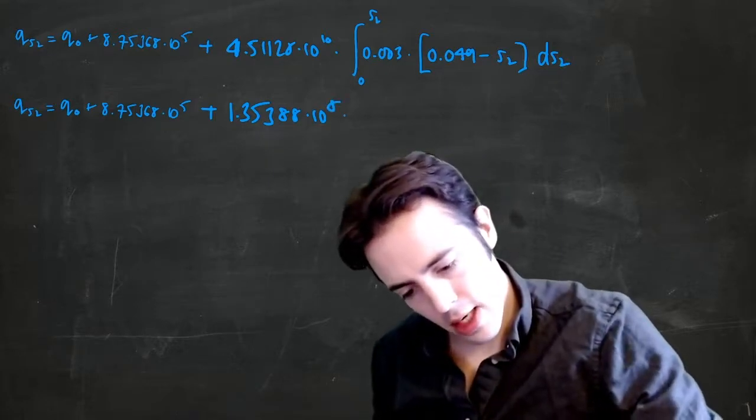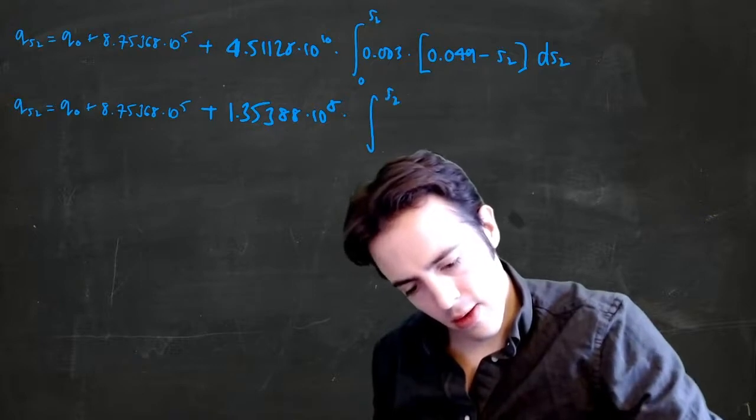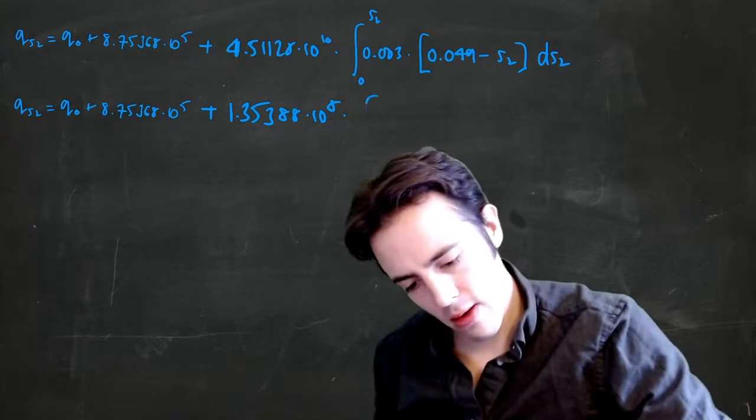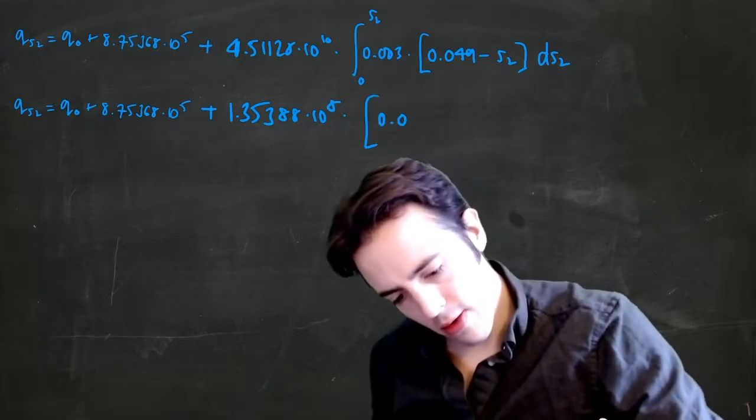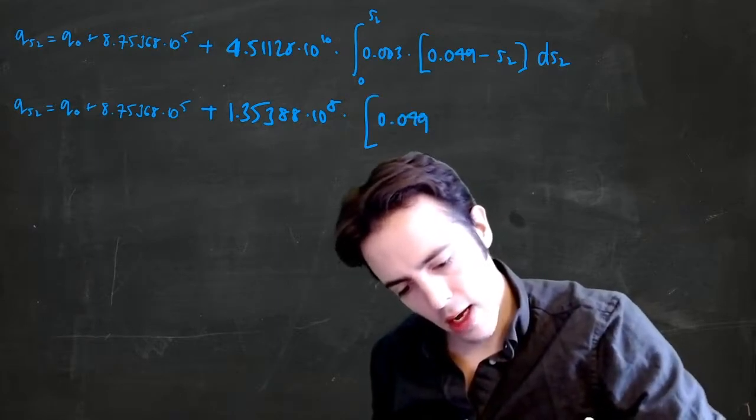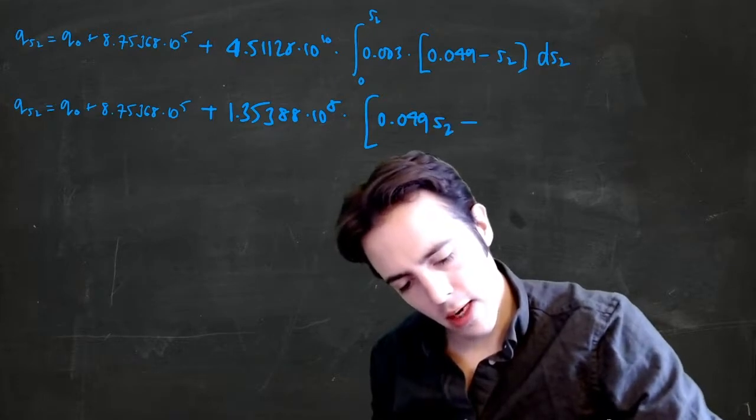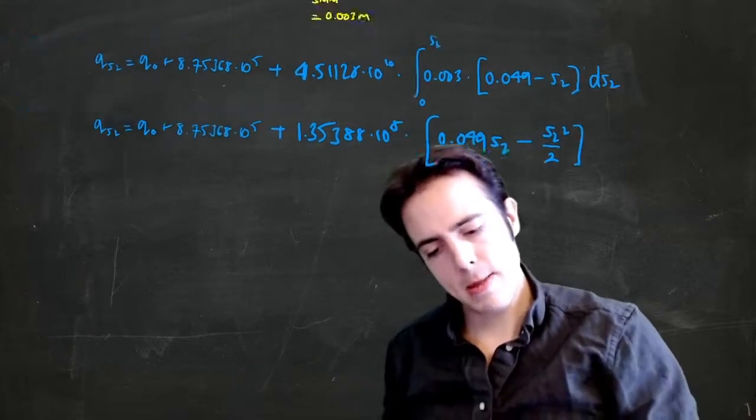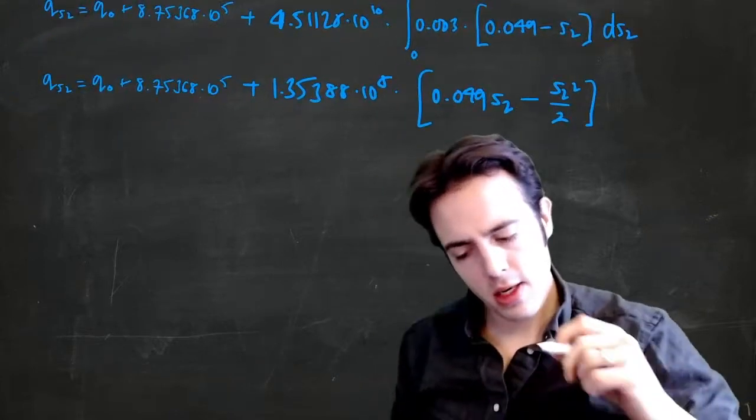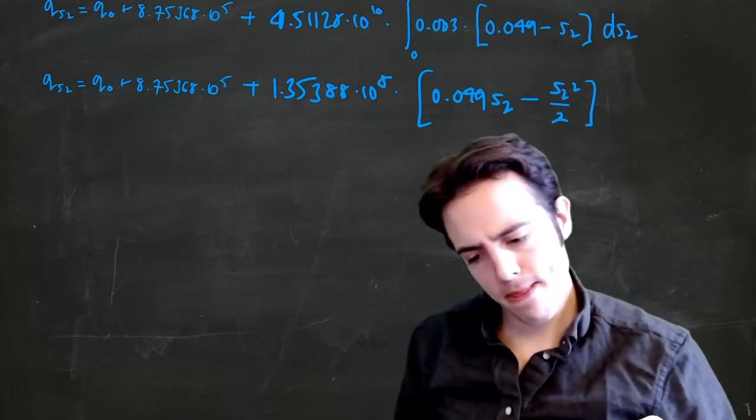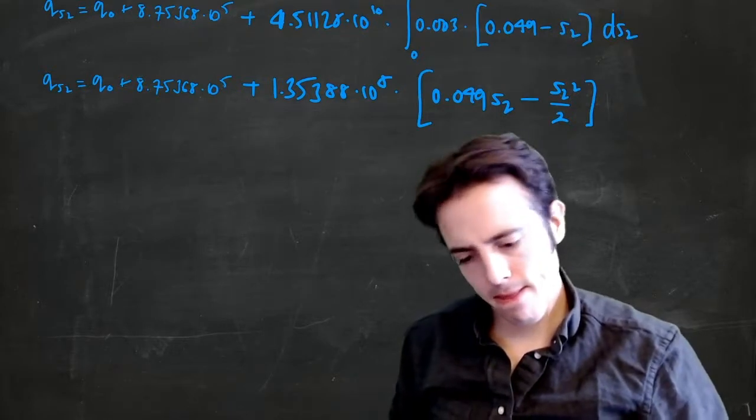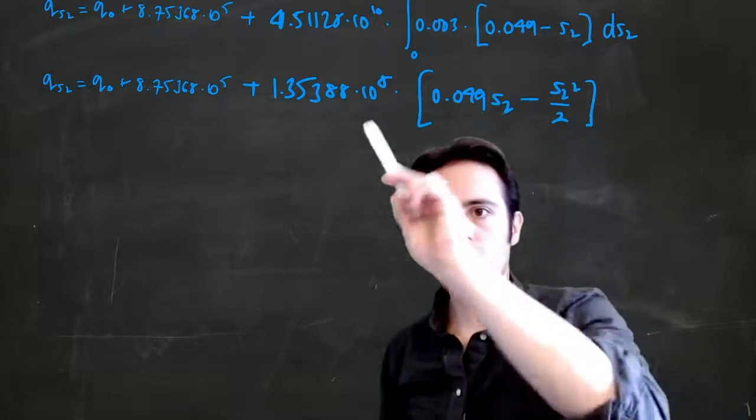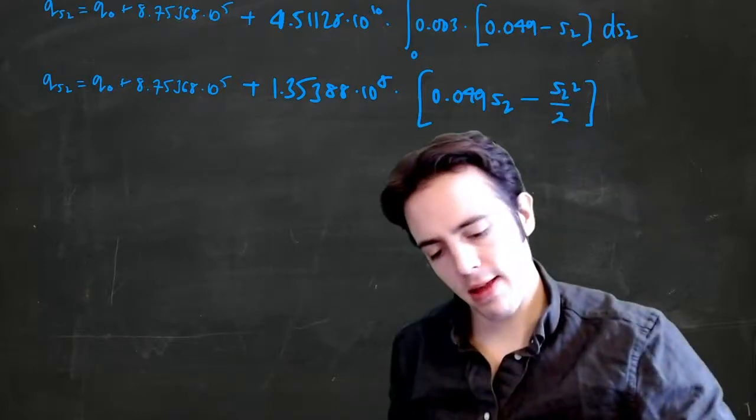Okay, and then we're going to do the integral from S2 to 0. If I could just do the integral straight away, so let's say we've got 0.049 S2 minus S2 squared on 2. Okay, so this is our distribution. I'm just going to leave it like this at the moment. Actually, I'm not going to multiply this out. We'll leave it as it is.